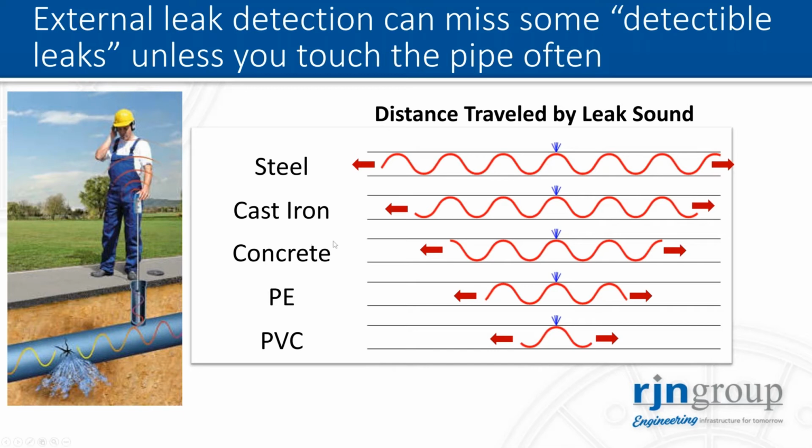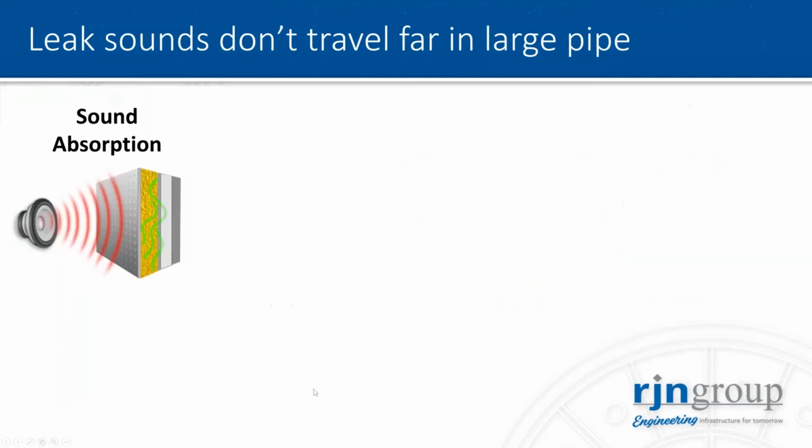So this chart shows a leak simulation in the center. So this is the leak that's happening, and this red line shows the sound wave and the distance traveled by that sound wave. So as you move into the softer materials, concrete and plastic pipe, that sound just isn't going to travel very far. So unless you're touching the pipe often, you might miss some of these detectable leaks, and that's where putting a tool in the pipe can be helpful in finding those leaks that are detectable, but not from the outside.